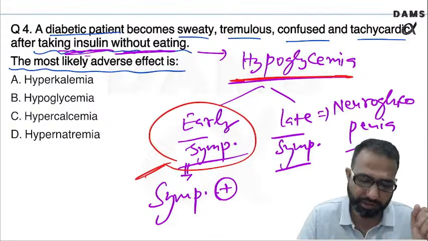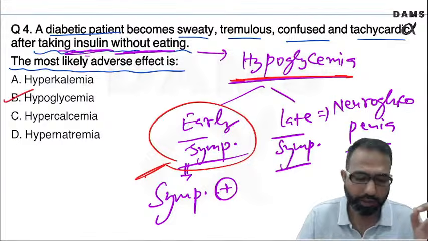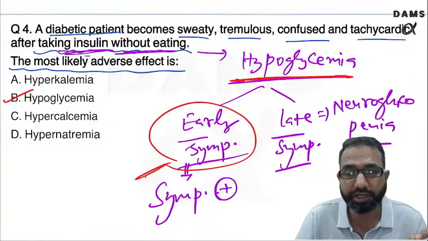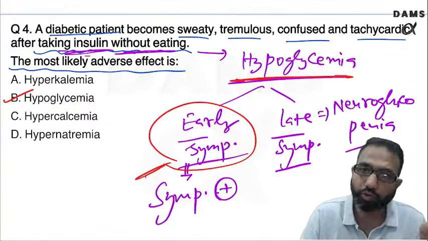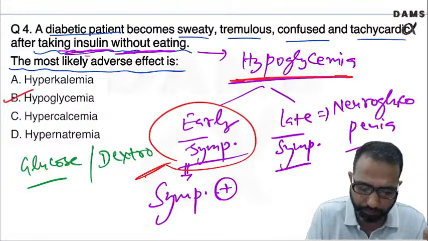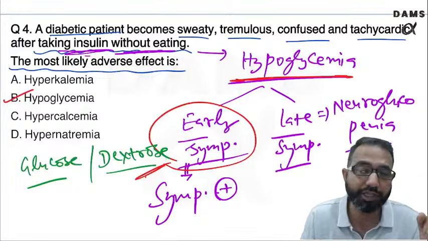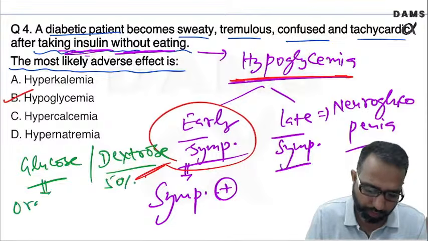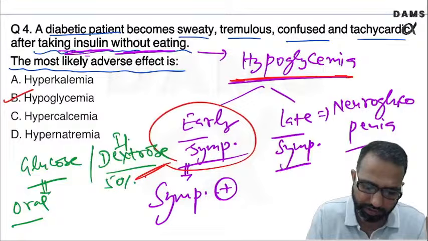So if these symptoms are there, that is hypoglycemia. Always remember the treatment for hypoglycemia will be first glucose. If the patient can accept orally, then give the glucose. If the patient cannot accept orally, the patient is not conscious, then give IV dextrose. We use D50, dextrose 50%. Or you can use the glucose orally, and this is IV dextrose. So that is the first thing.